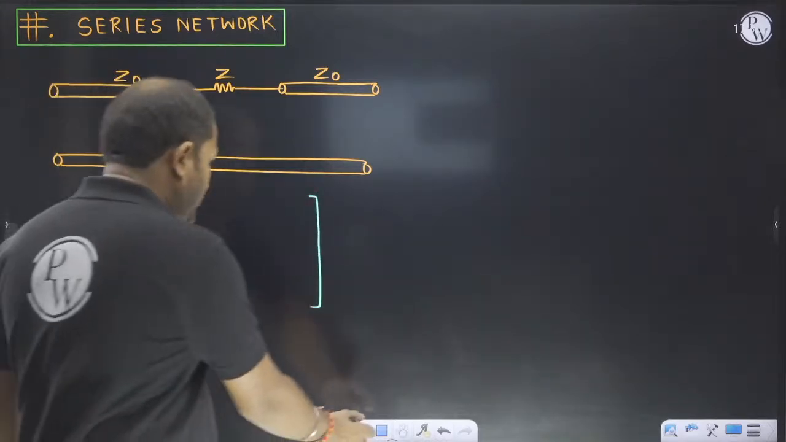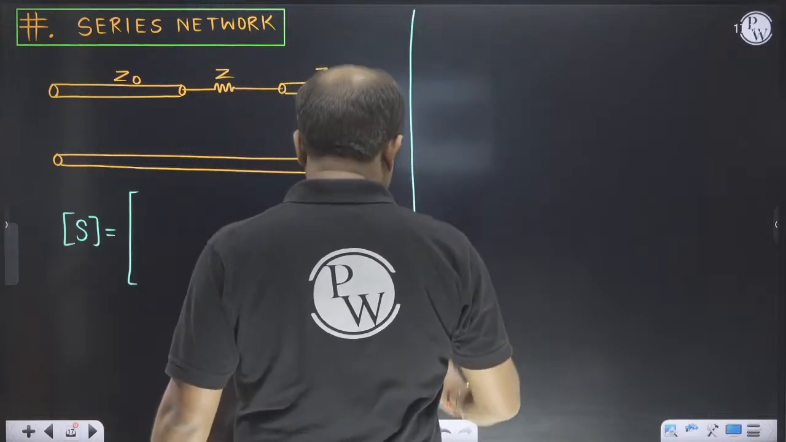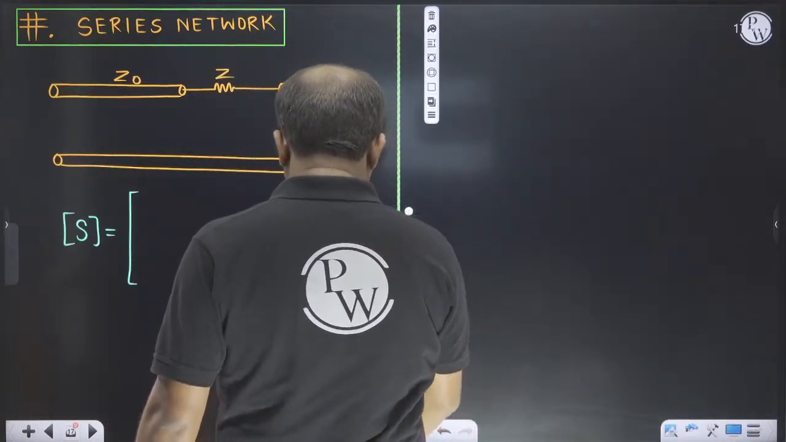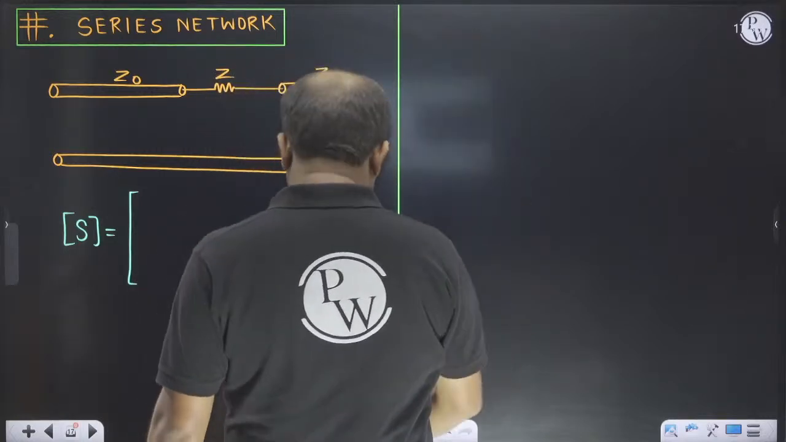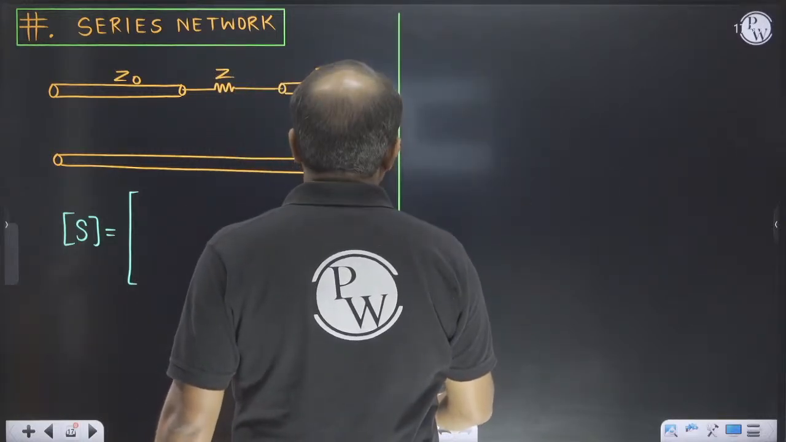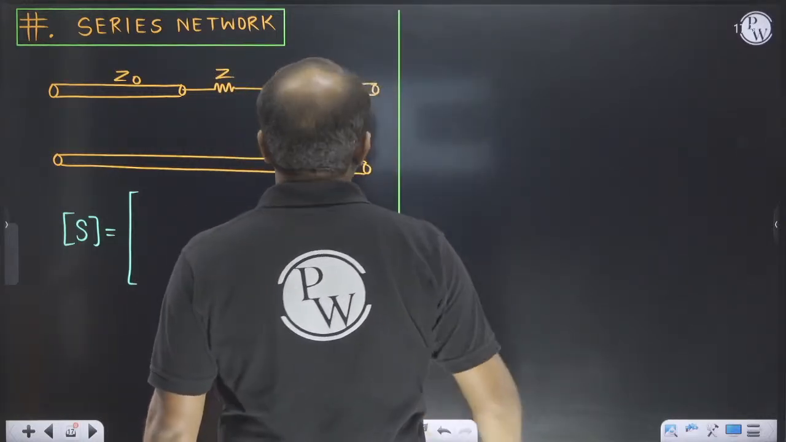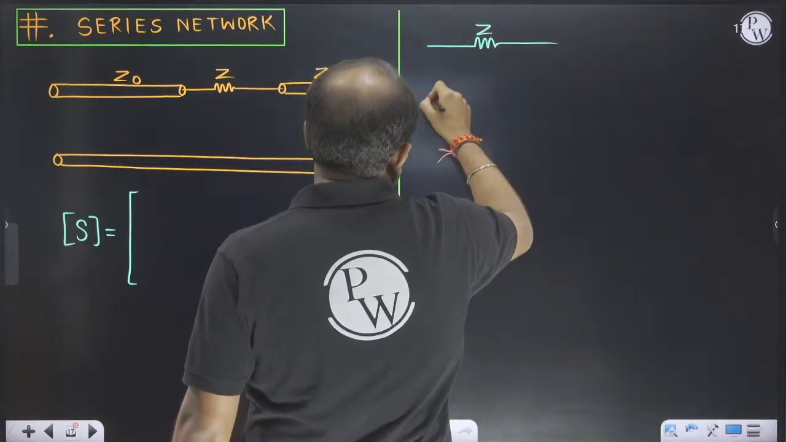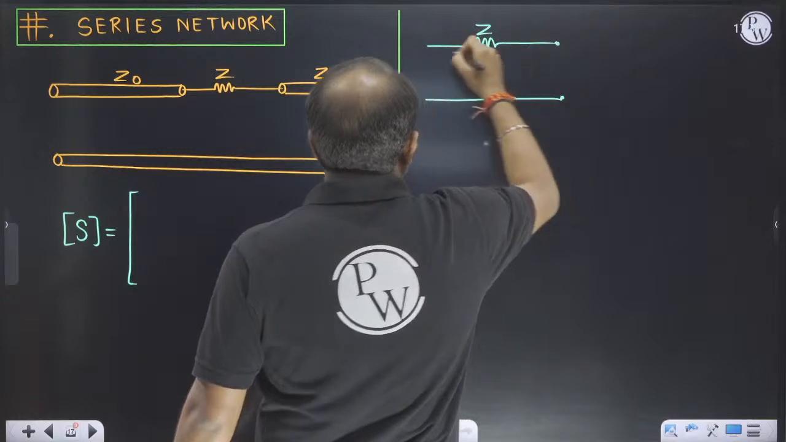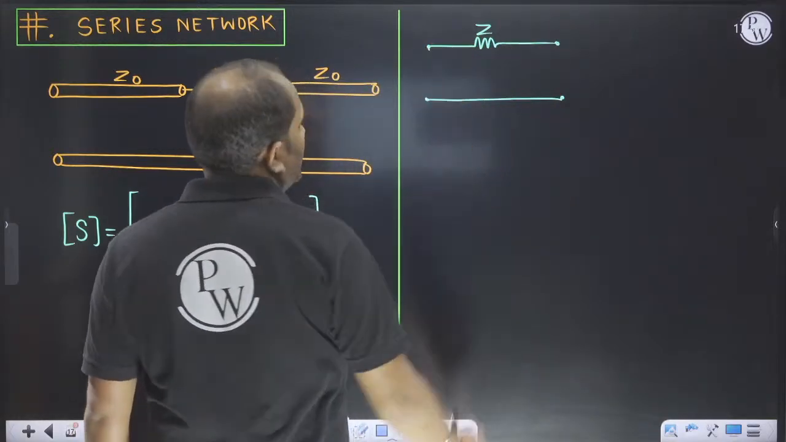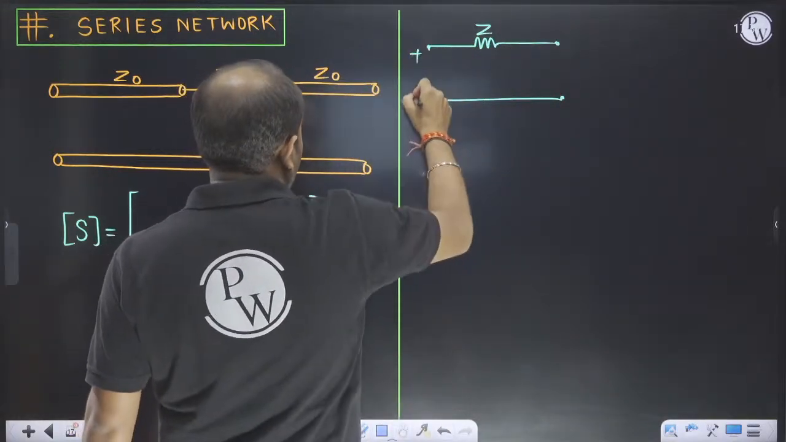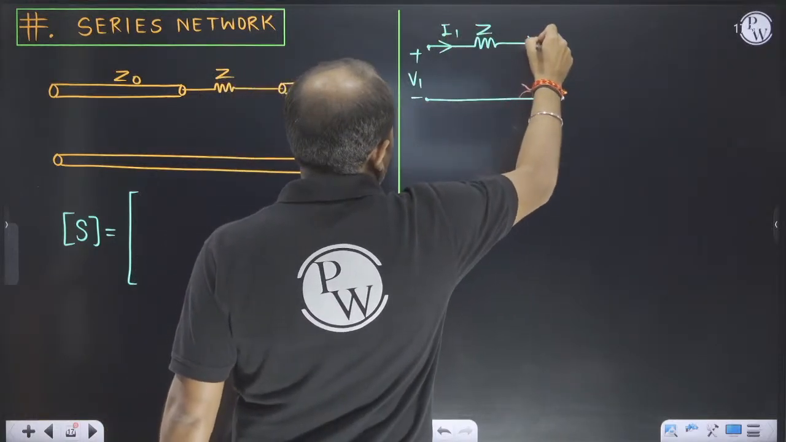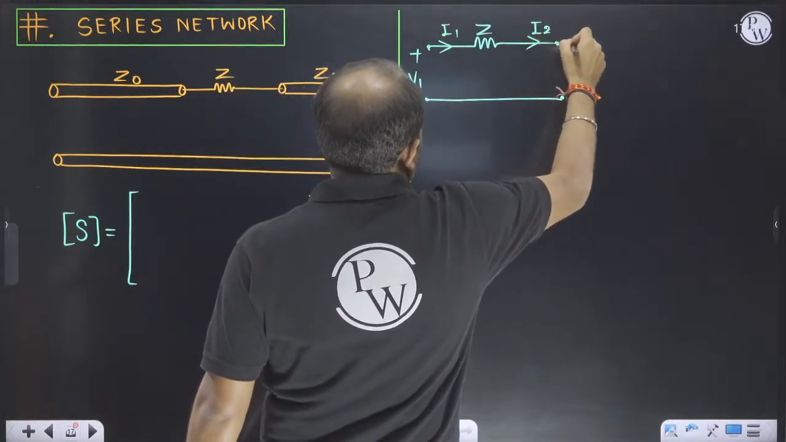How can you find out? It is very easy. First of all, you need to know the ABCD parameters for this network. If you don't know them, just derive them. Actually, I don't remember them, so I will derive this using I1, I2 and V2.